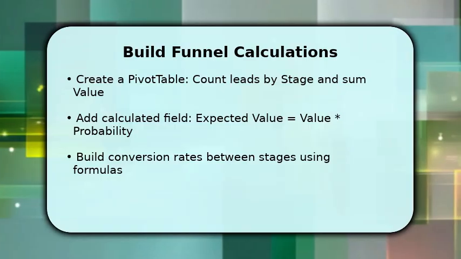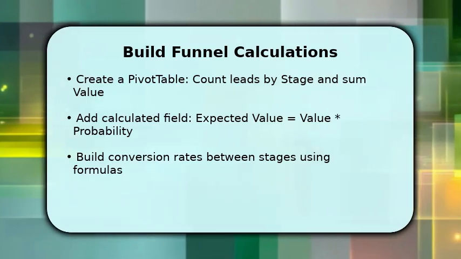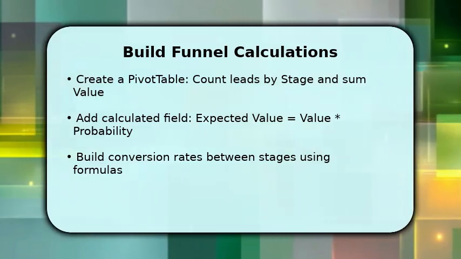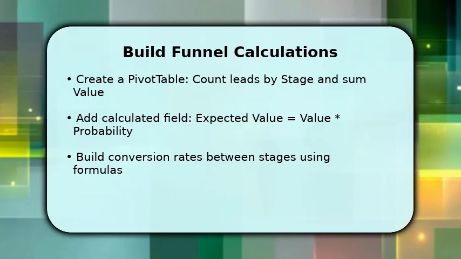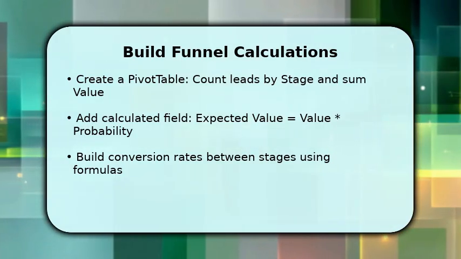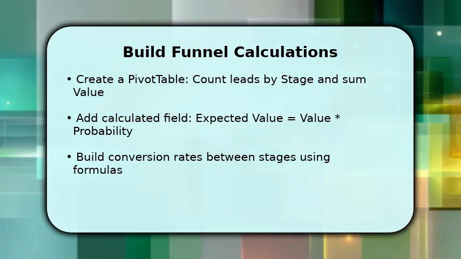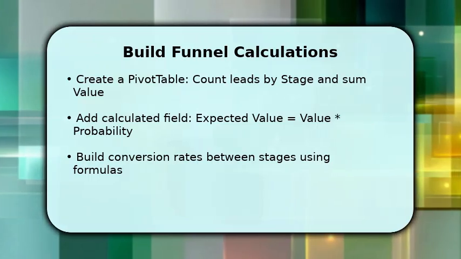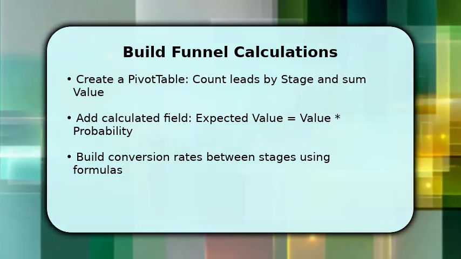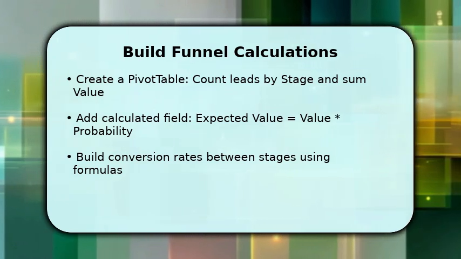Insert a pivot table to count leads and sum deal value by stage, then add a calculated field for expected value as value times probability. Once that's generating figures, compute stage-to-stage conversion rates in adjacent cells so you can visualize drop-off. Use simple formulas and absolute references so you can copy across months. Make sure to refresh the pivot table after changes and lock the ranges to keep charts stable.